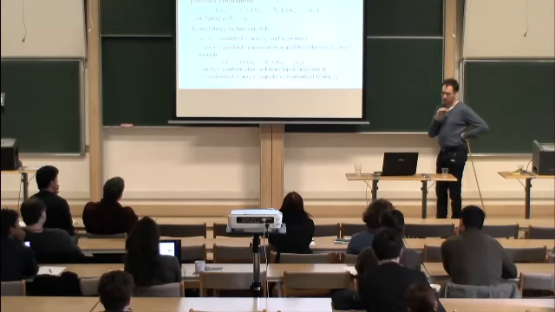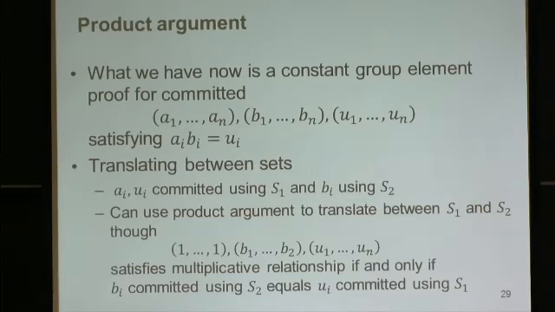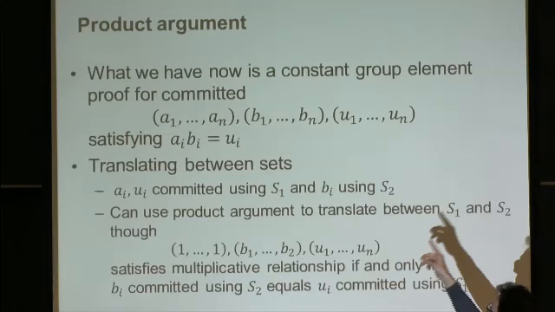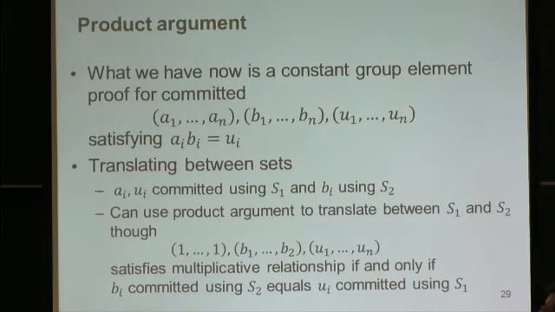Okay, so what we have now is a constant group element proof, or argument, that for these committed values, AIs, BIs, and UIs, the UIs are the product of the AIs and BIs.